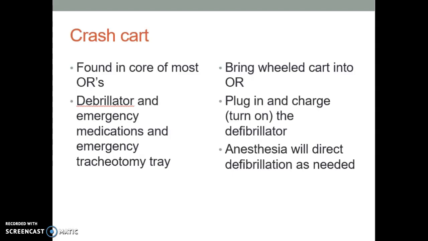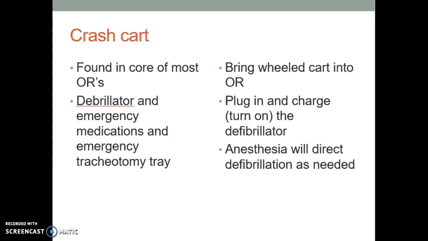Every operating room has a crash cart, which is normally found in the core. You need to know where the crash cart is at your clinical site. The crash cart has defibrillators, child and adult size, a backboard that we place under the patient to allow for deeper chest compressions, emergency medications, and a tracheotomy tray.